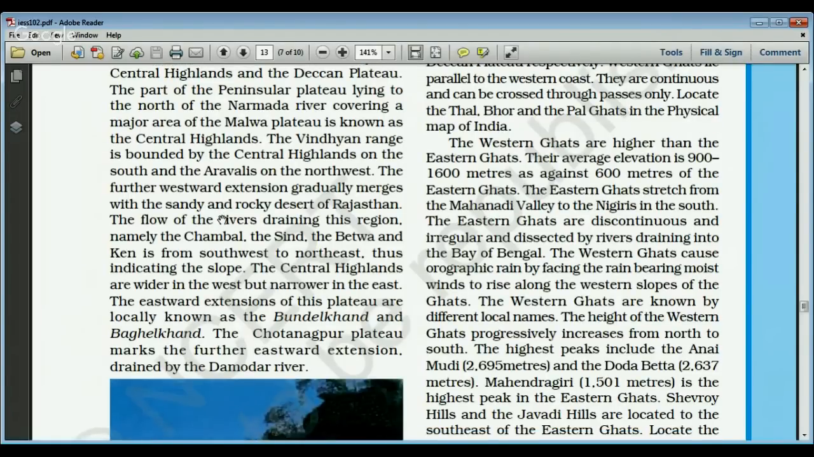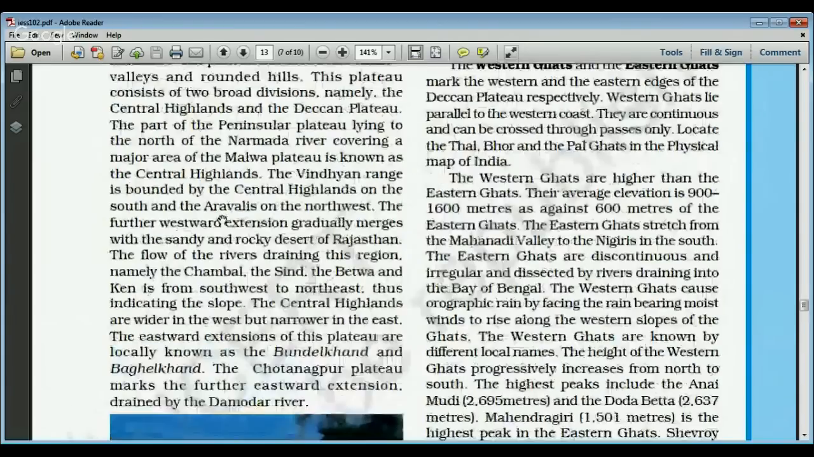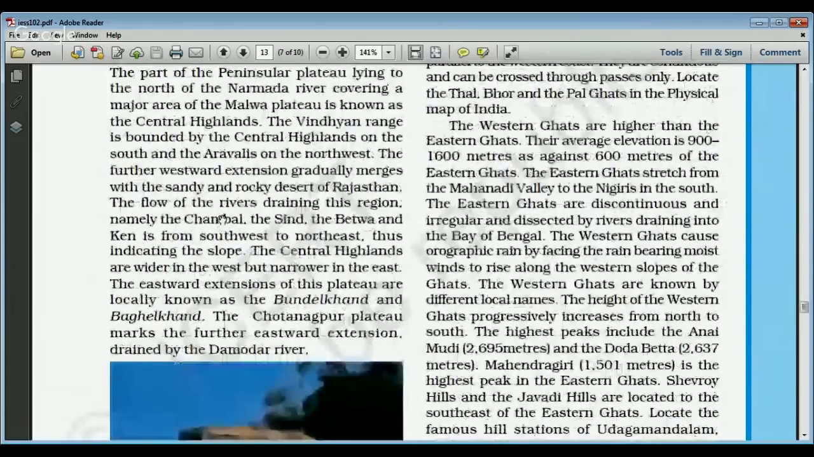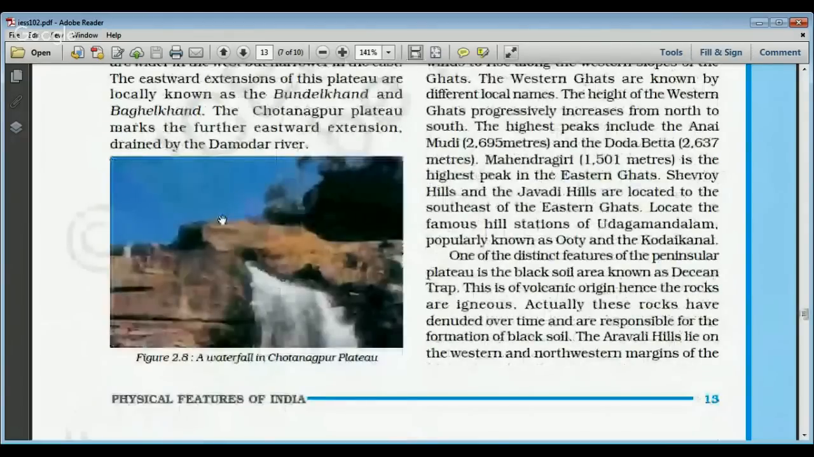The Central Highlands are wider in the west but narrower in the east. The eastward extension of this peninsular plateau reaches the Meghalaya region, and the eastward extensions of the Central Highland plateau are known as Bundelkhand and Baghelkhand. Then the Chota Nagpur Plateau marks the further eastward extension and is drained by the Damodar River.